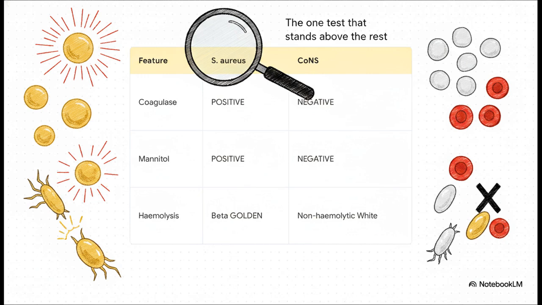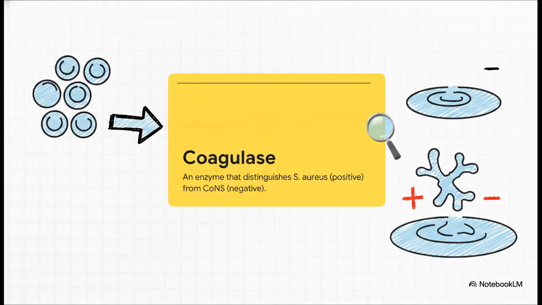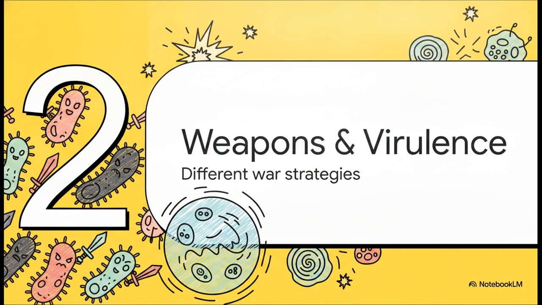But listen, there is one specific test on this table that stands head and shoulders above the rest. Let's lean in for a serious exam tip here. Coagulase. This enzyme right here is the ultimate undisputed dividing line. S. aureus is coagulase positive. Coagulase-negative Staphylococcus here, well, they're negative. So if you're reading a test question and you see gram-positive cocci in clusters, your eyes need to immediately scan that paragraph for the word coagulase. It is the definitive, absolute feature that separates the big bad S. aureus from the opportunists.